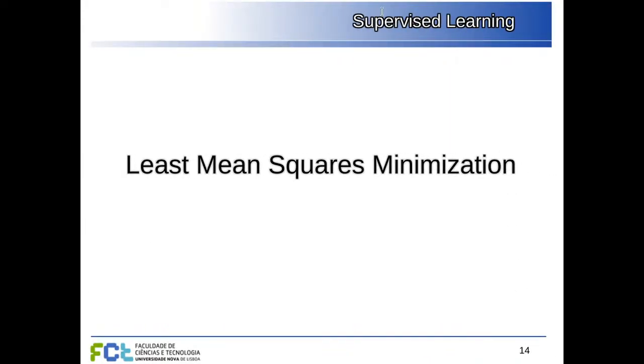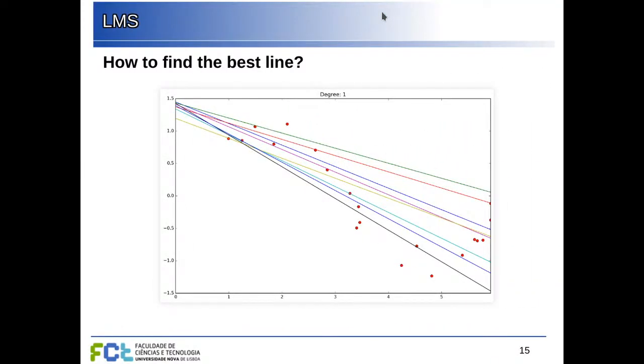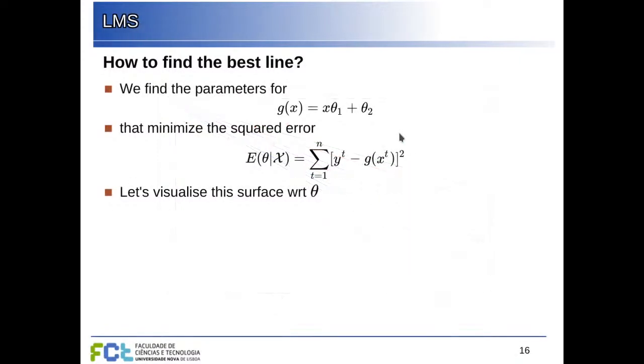This is called least mean squares minimization. We're trying to find the value of our parameters that minimizes the quadratic errors, and this will be the criteria for finding the best line. So let's suppose that we are looking for the best line here. We have an infinite class of hypotheses with all the straight lines that we can draw, and we can represent these lines with this model. So we have two parameters, θ1 and θ2, that specify the slope of the line and the intercept of the line, and this way we can draw any line that we want.